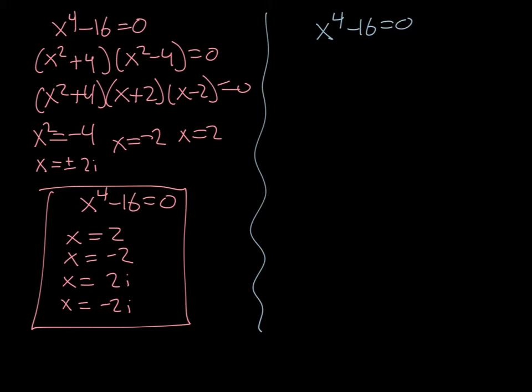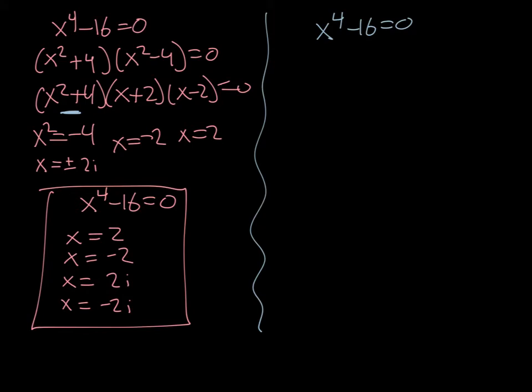Okay, x to the fourth minus 16 equals 0. We can solve it by factoring. Use the difference of squares a couple of times. We have x squared plus 4, which we can't factor, but we can use the imaginary numbers. So we get plus or minus 2i there. We get x is positive 2, x is negative 2. Okay, so for this equation here, we know the four answers we're going to get are 2, negative 2, 2i, and negative 2i. So let's do the same problem, but using the complex polar way of doing it.